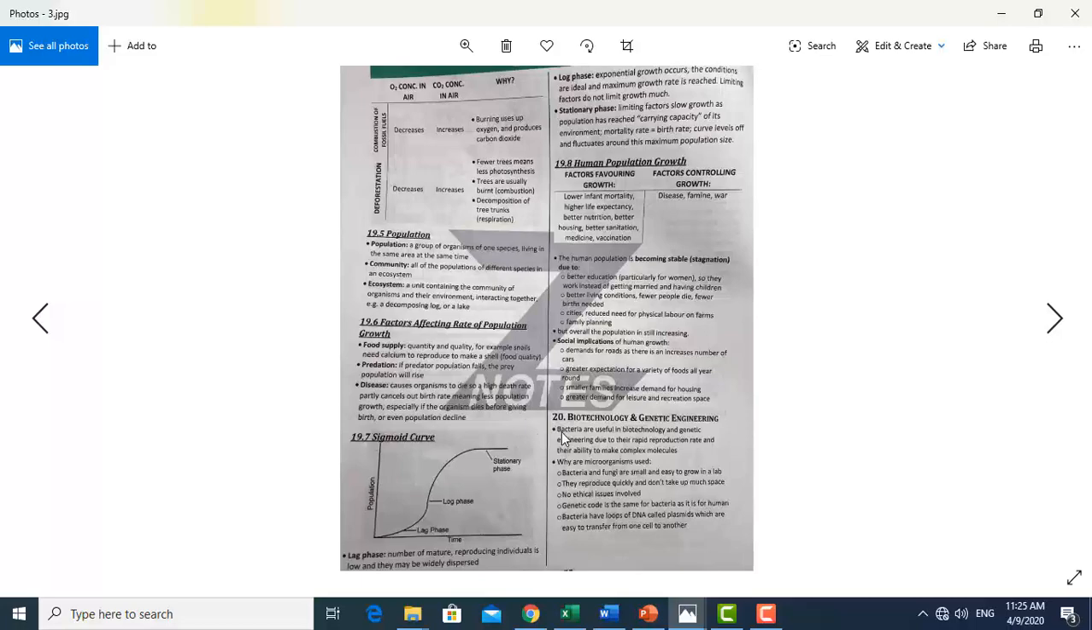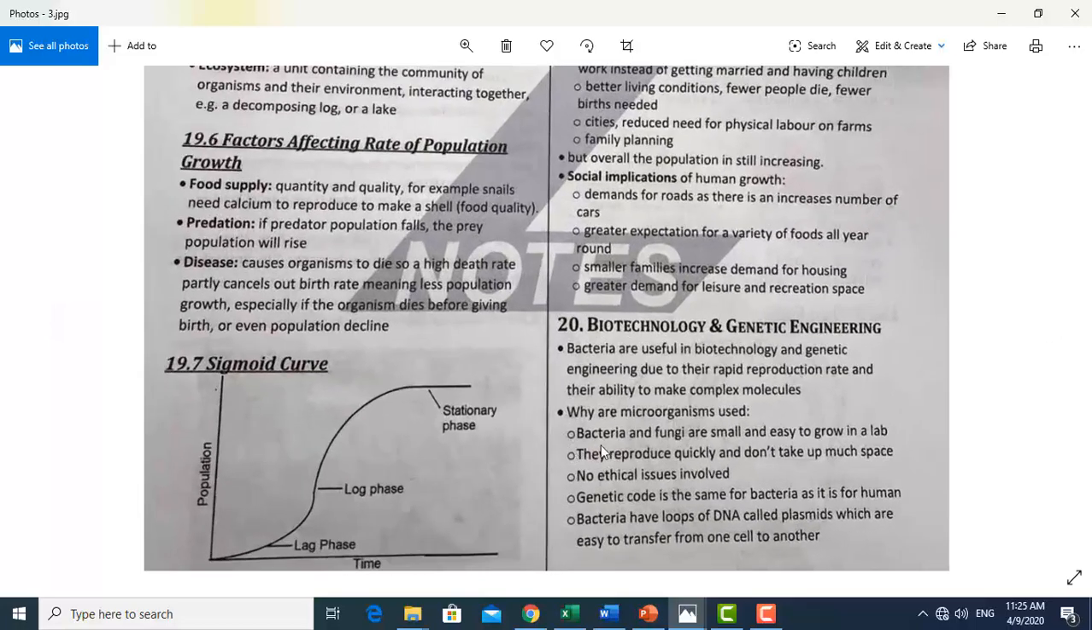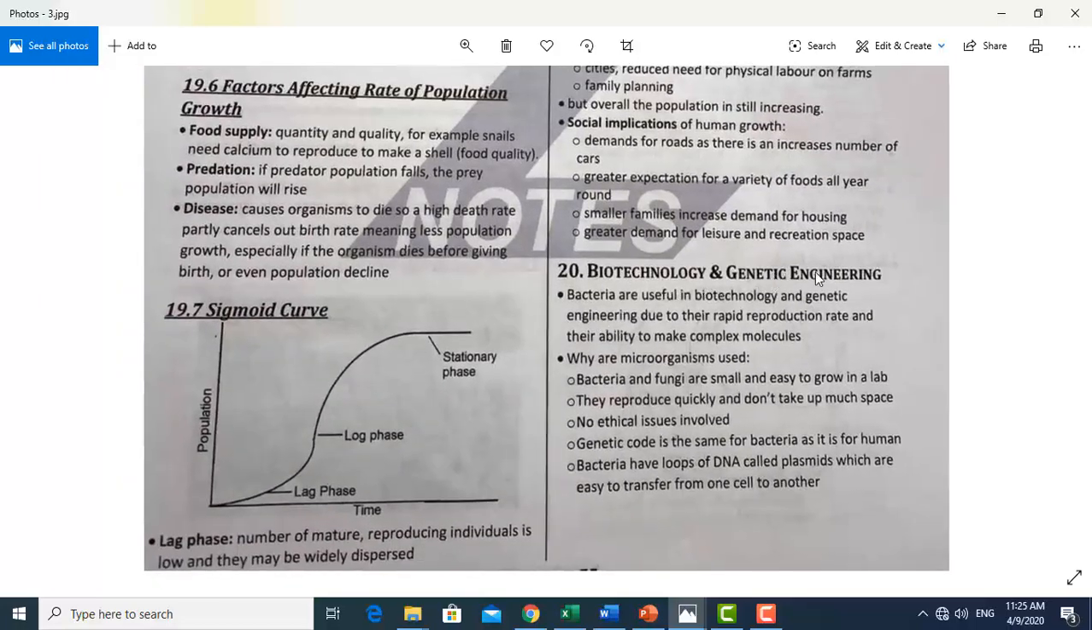Okay, now we go to Biotechnology, chapter 20, Biotechnology and Genetic Engineering. What is biotechnology and genetic engineering? It's when I use this sort of knowledge or science to improve the quality of almost everything which I find less favorable.